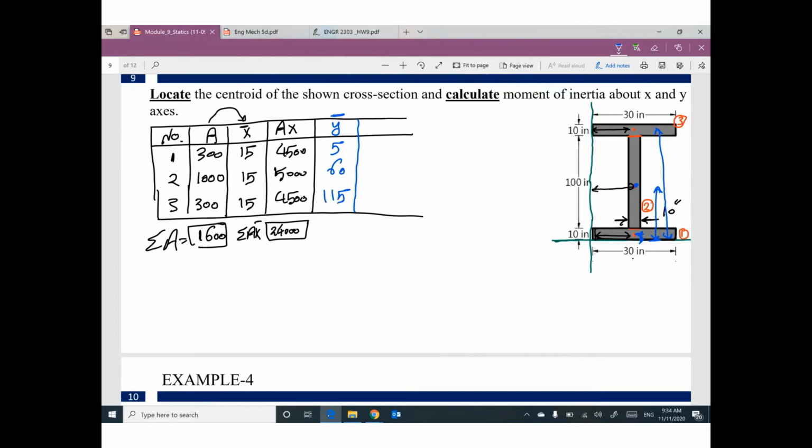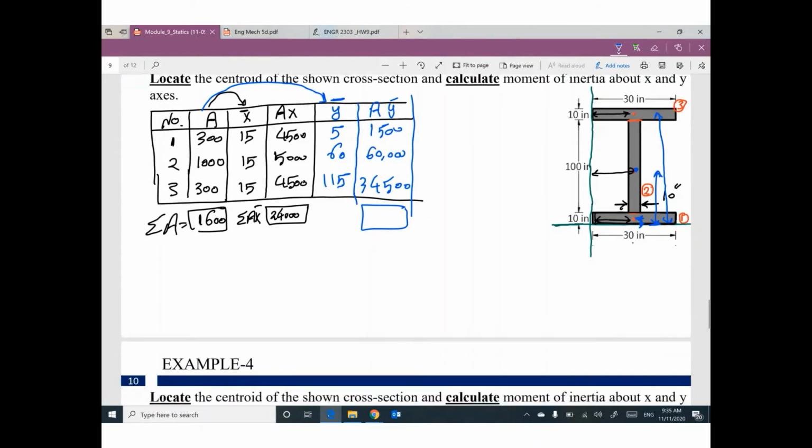Can you multiply area, which is this column, times this column, times Y bar? Yeah. 5 times 300 will be 1,500. 60 times will be 60,000. 115 times 300, it will be 34,500. Go ahead and get the summation here. $96,000. This summation can be called the summation area Y bar.